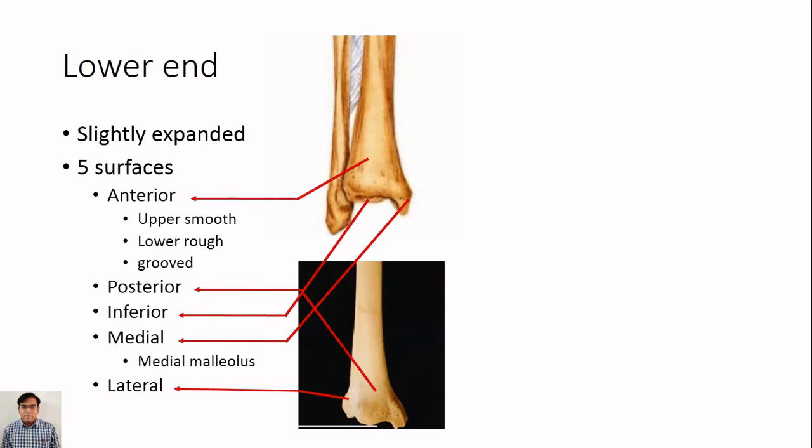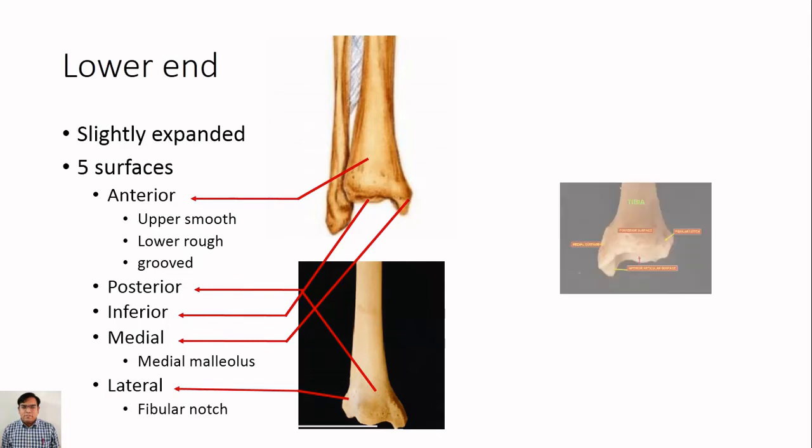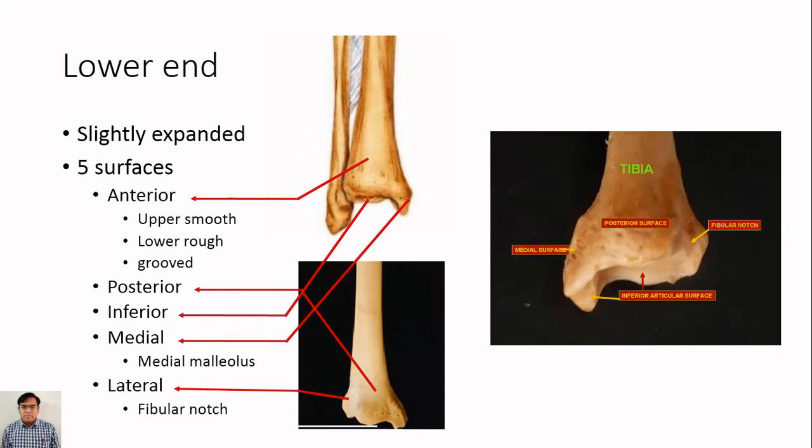And on the medial surface, one prominence is there known as the medial malleolus. So this is the medial malleolus. On the lateral surface, one notch is present known as the fibular notch. So this is the lower end of tibia, and on the lateral side, the oval blue impression is the fibular notch, which gives attachment to the lower end of fibula, or it articulates with the fibula here.